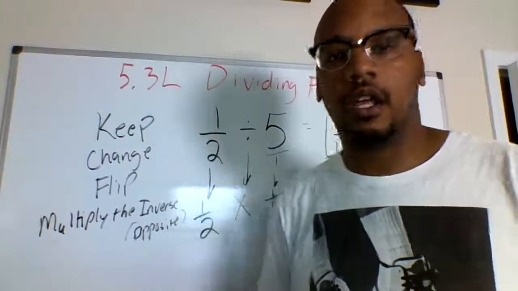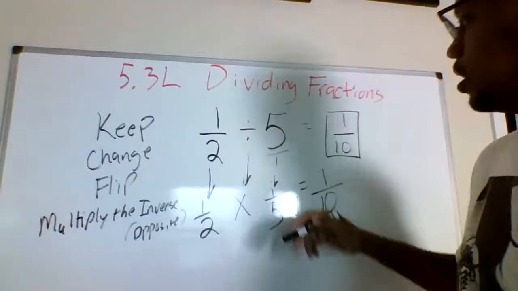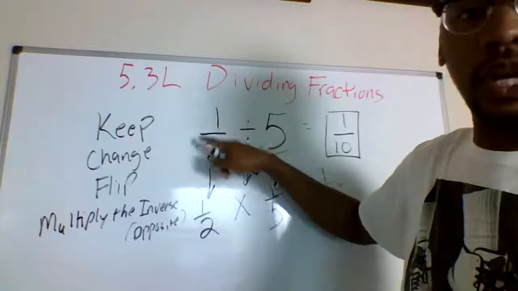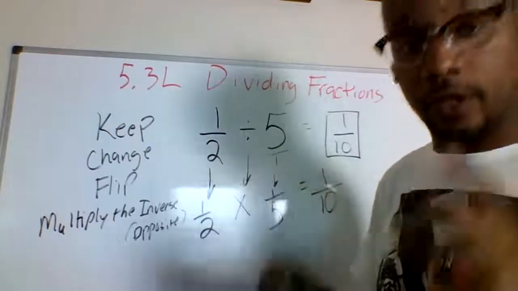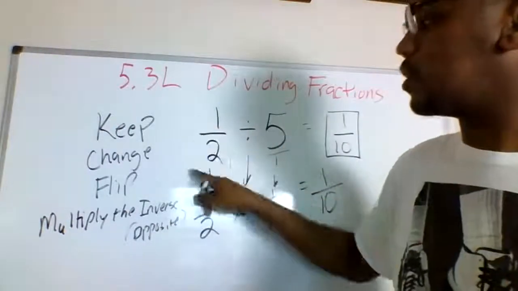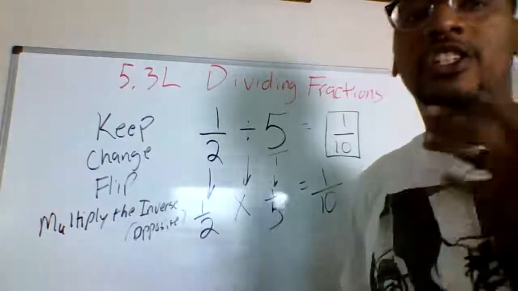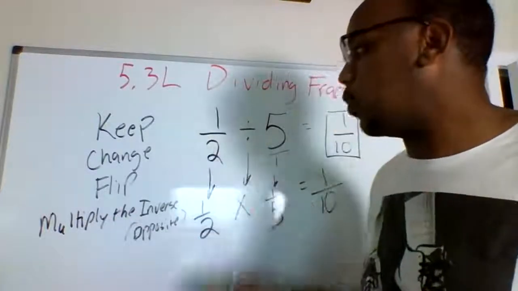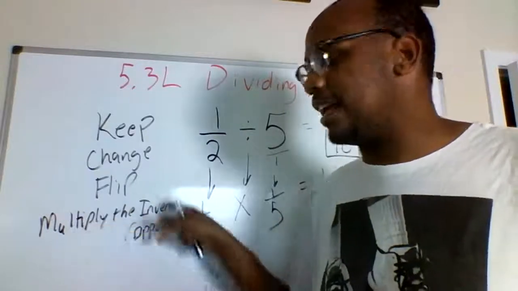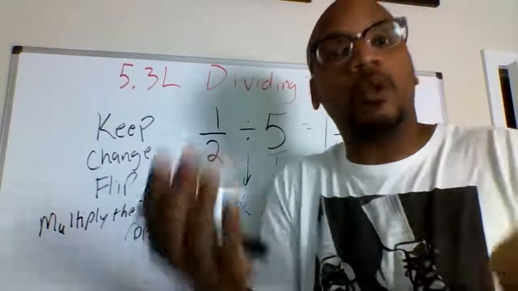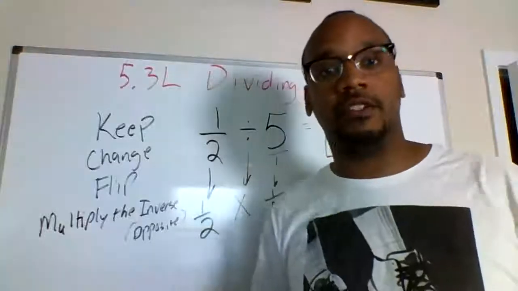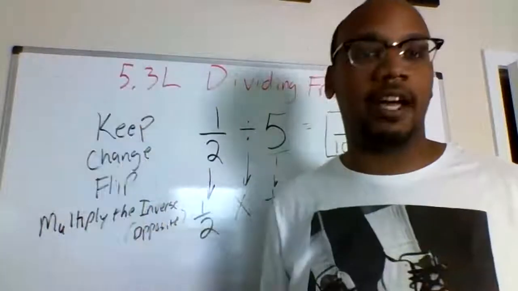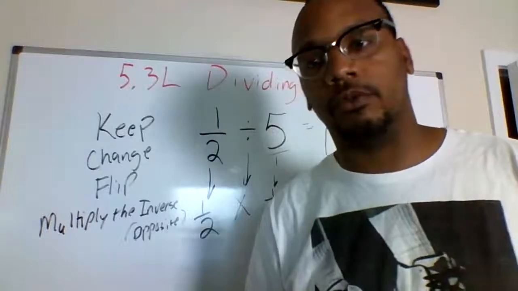Now, I keep the total the same. The first number in the division problem is the total. You're going to keep the total the same. You're just going to change how you divide it up. Instead of dividing it the regular way, you're going to multiply the opposite way, because multiplication is the opposite of division. So if I change to multiplication, I'm going to have to change what I'm supposed to be divided by. I'm going to do the opposite of that too.